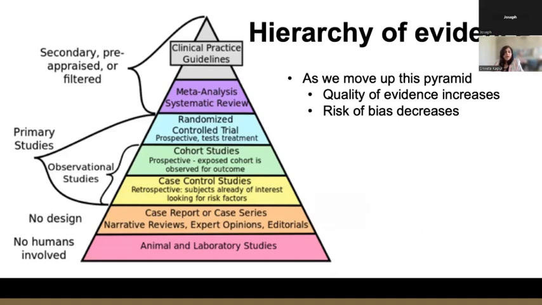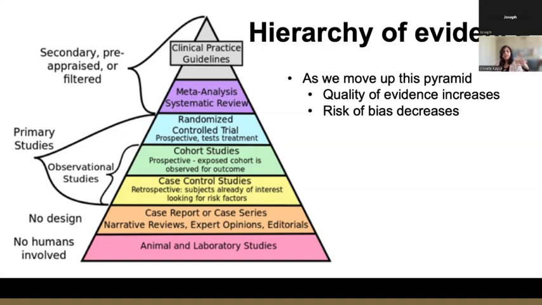And now I think would be a good time to also review the hierarchy of evidence in research. And you probably are familiar with this pyramid. We see it so many times. And as we move up this pyramid, the quality of evidence increases, but the risk of bias decreases. So at the bottom, you can see we're talking about animal and lab studies where humans are not involved. This is our basic science or bench research. And it's hard to generalize these findings to humans for obvious reasons.